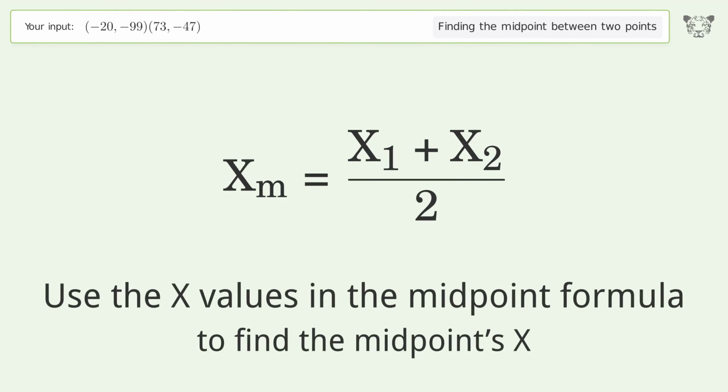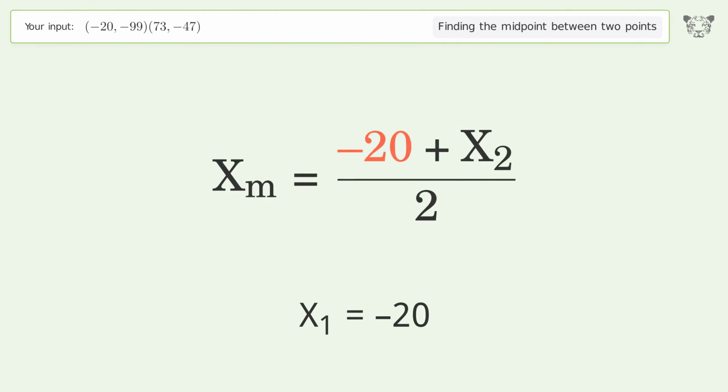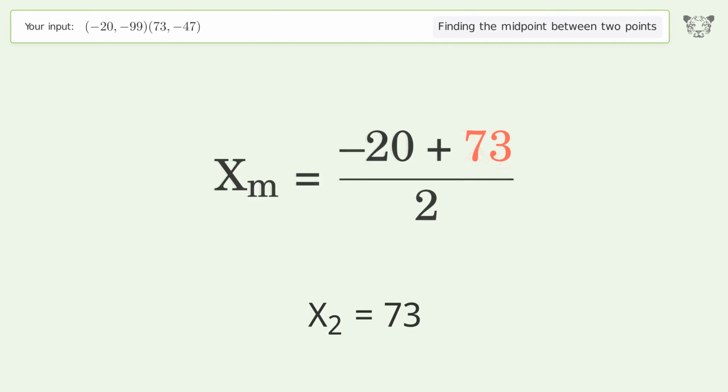Use the x values in the midpoint formula to find the midpoints x. x1 equals -20. x2 equals 73. Simplify the arithmetic.